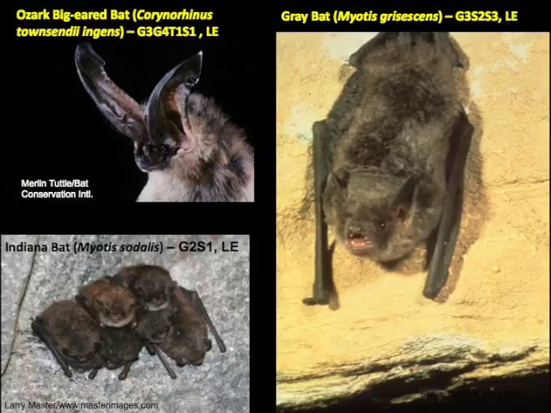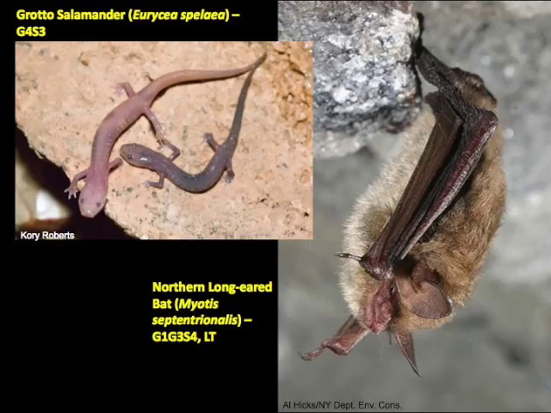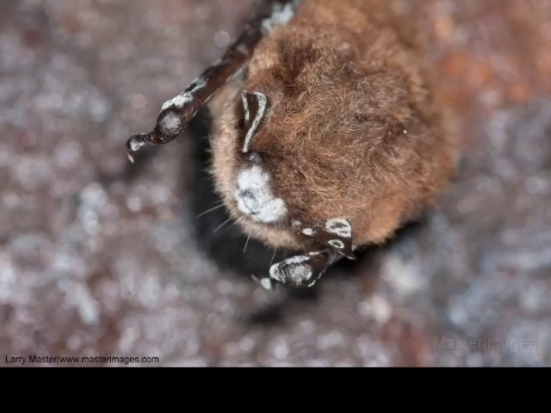A number of rare bat species, the Ozark big-eared bat being probably the most at risk of all of these. Gray bat, Indiana bat, northern long-eared bat, some cave salamanders. We did, unfortunately, document white-nose syndrome in Arkansas in the last couple of years, and it is spreading and having an impact on our bats here as well as it has to the north and east.